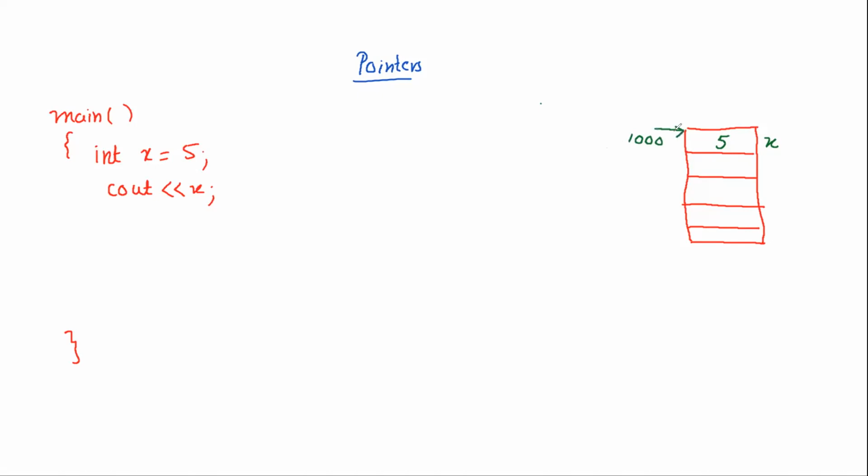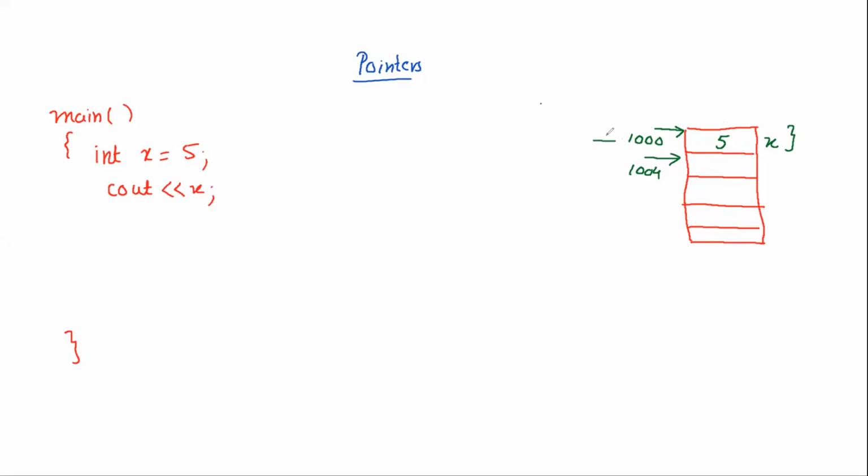Okay, now since integer is taking 4 bytes, one block that you see here, this particular next one, would be like 1004, because one block that you see here is 4 bytes. So this whole chunk is 4 bytes, and then you have 4 bytes here, 4 bytes here, and so on.